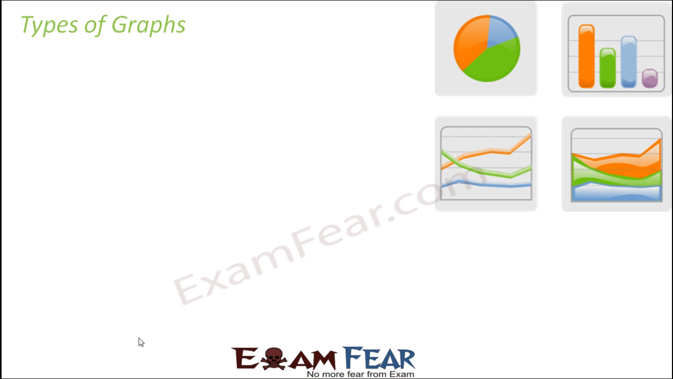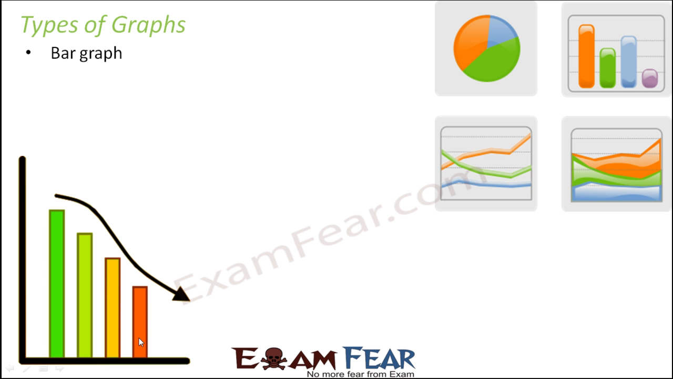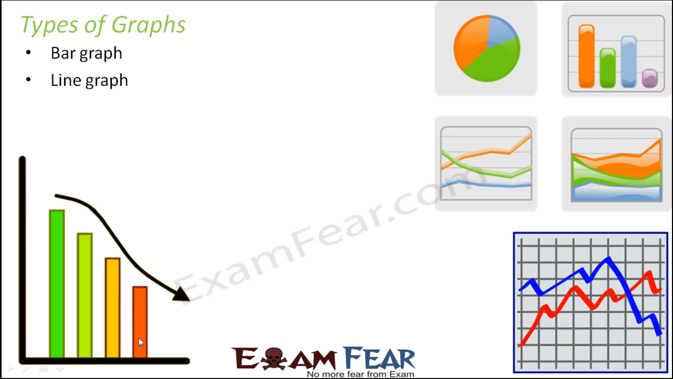Now let us talk about the types of graphs. The first type is the bar graph, where rectangular bars are used to denote the numbers. Second is a line graph. Here you do not have rectangular bars. Instead, it's like small line segments connected to each other. This is a line segment, this is another line segment, this is yet another, and so on.